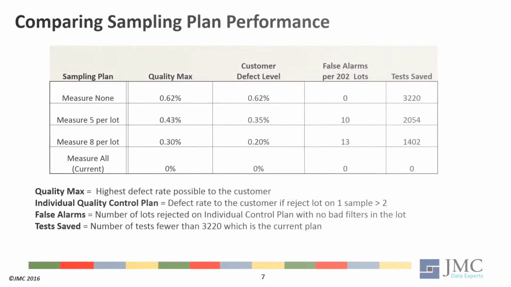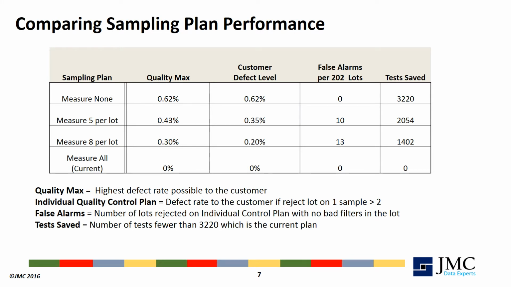How effective would each of these sampling plans be? We can compare the 4 plans by considering the key trade-off for any acceptance sampling plan. How many measurements are saved versus what is the expected defect level at the customer? We evaluated how each of the 4 plans would have worked on 202 historical lots of filters where all filters were measured. The defect levels ranged from 0 to 0.62%, as the number of tests saved changed from none to all 3,220 filters. Of secondary importance was the false alarm rate, which was the number of times a lot was rejected, but there were no out-of-spec filters in the lot.